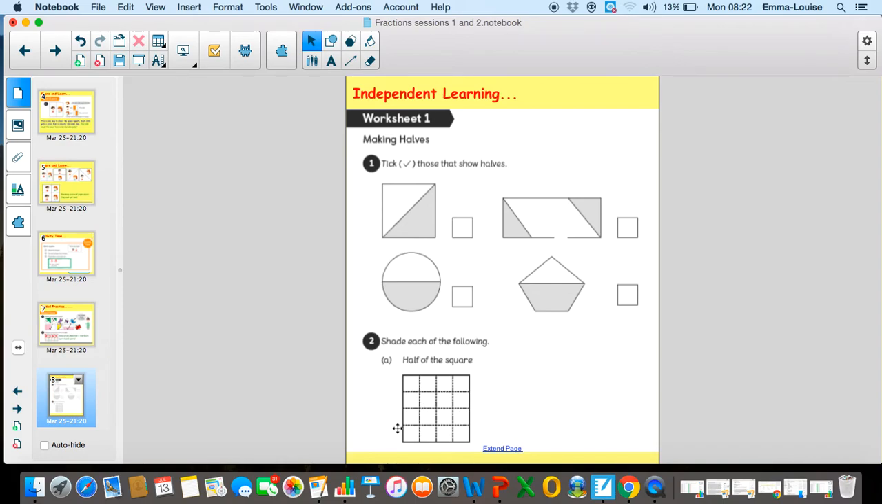Then you have to show me half of this square. Now notice there are more than 2 pieces that it's been shared into. So you need to think about what half of a square looks like and colour the right number of squares. Imagine it's a large piece of cake that's been cut up into lots of parts. How are you going to share it with yourself and somebody at home? How many smaller pieces of cake would you each get?